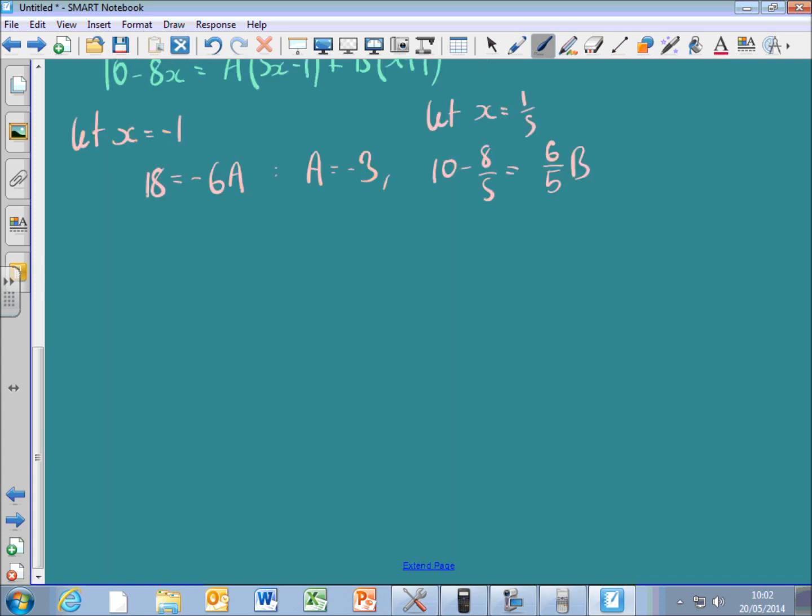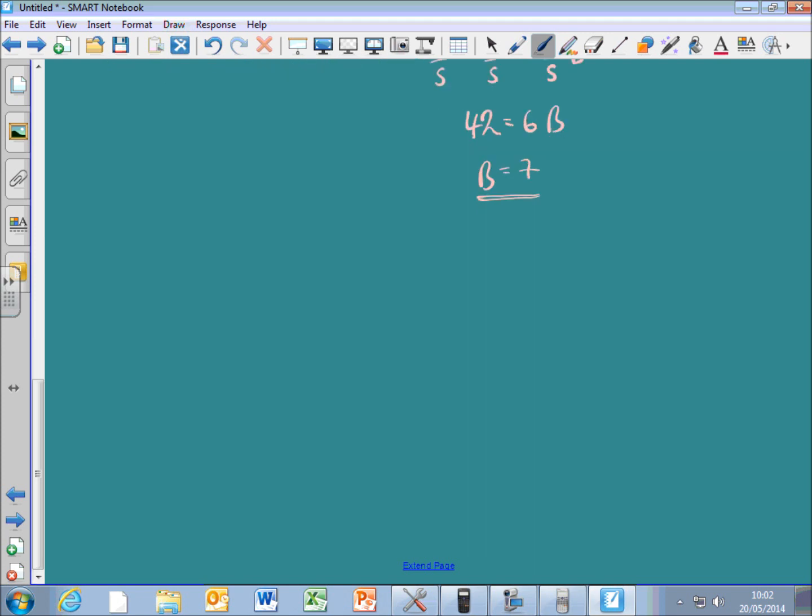Okay, so let's just have a look at this. 10 minus 8/5 is going to be the same as 50/5 minus 8/5. This still equals this. Okay, so multiply everything by 5, and this gets me 42 is equal to 6b, and so b is 42 divided by 6, which is 7, I think. So I've got b is 7, and a is -3.